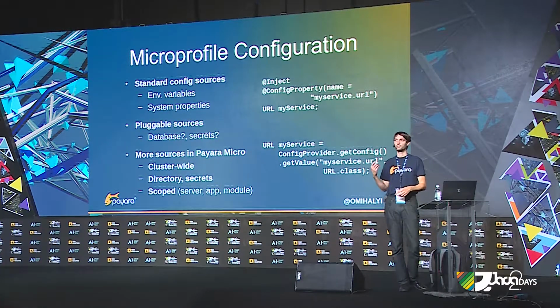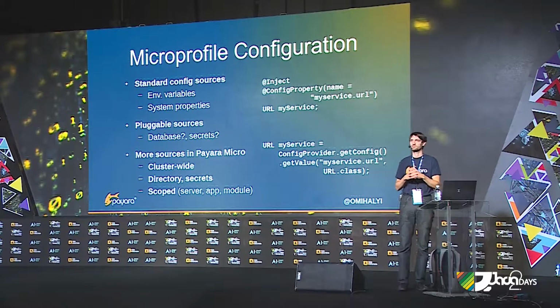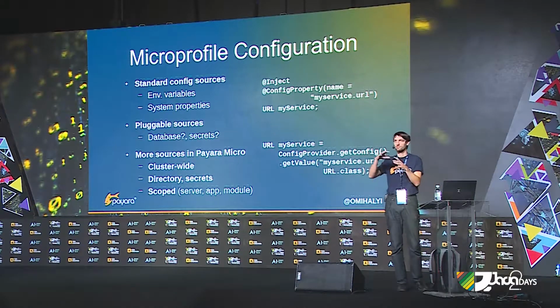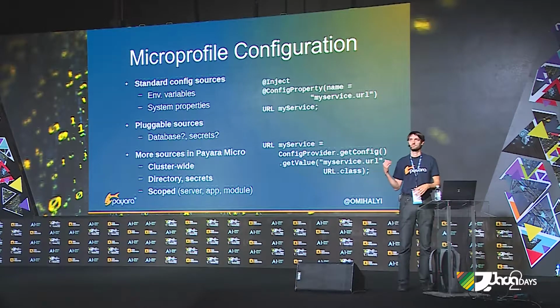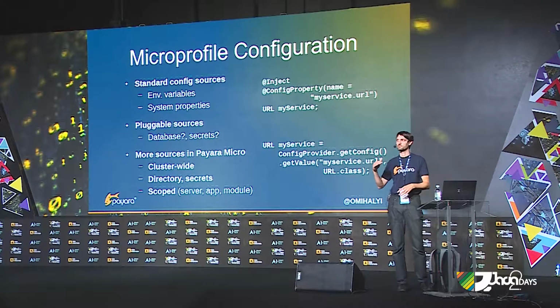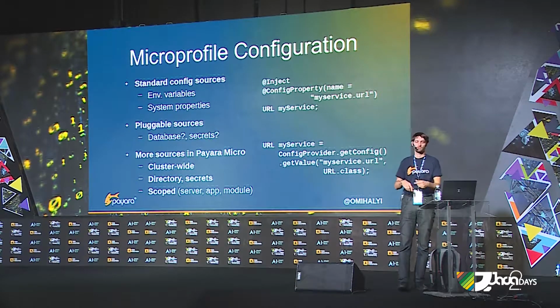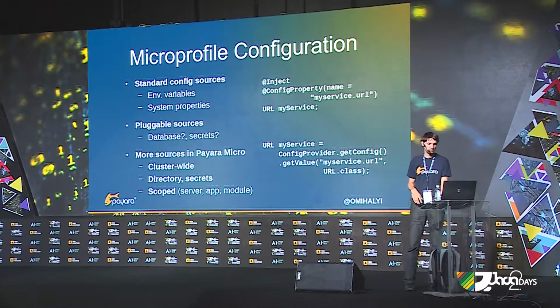But you can also write your own converters if you want to, for example, support list values or more complex stuff, because in MicroProfile Config the basic building block is a string. So every value is a string essentially, and then you need to convert it to something else.